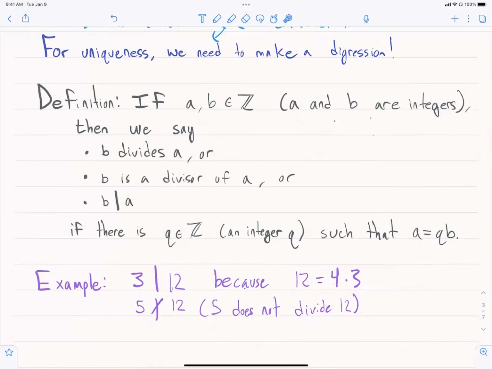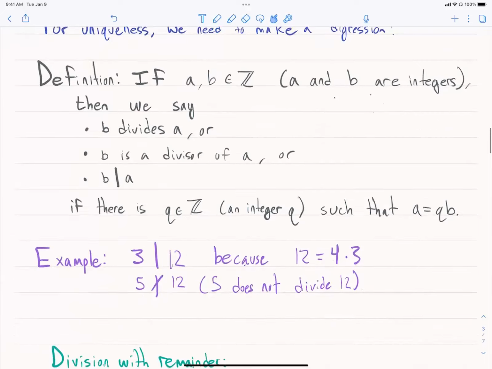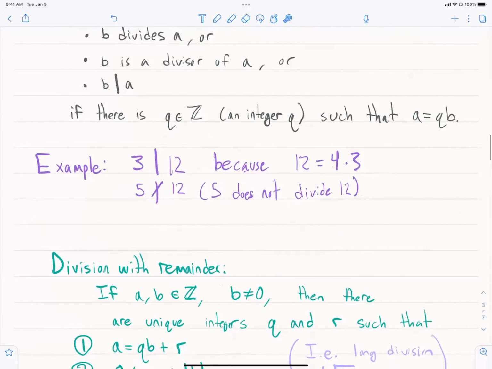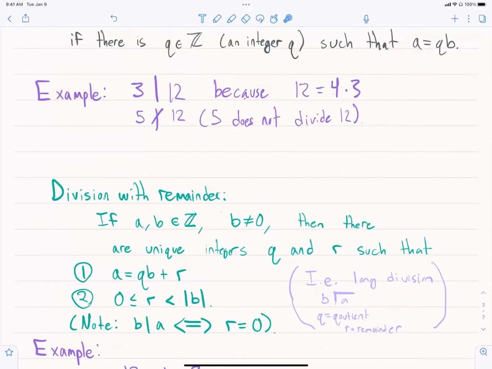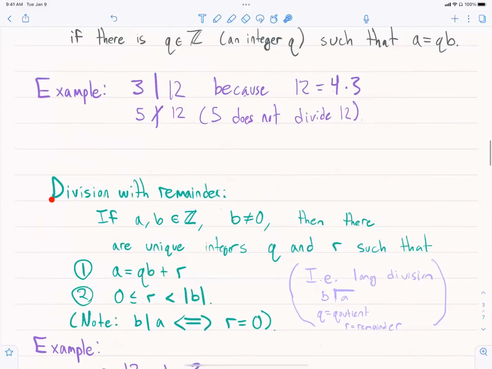No surprises there. I don't even really know how to say this except to say 5 does not divide 12. The next line will explain how you can say this a little bit more precisely. If you remember way back to elementary school, when you first learned long division, if 5 didn't divide 12 evenly, you didn't just stop there. You computed what the remainder was. And that turns out to be very useful for us right now and throughout the rest of the class. So we want to formalize that notion, the notion of division with remainder.